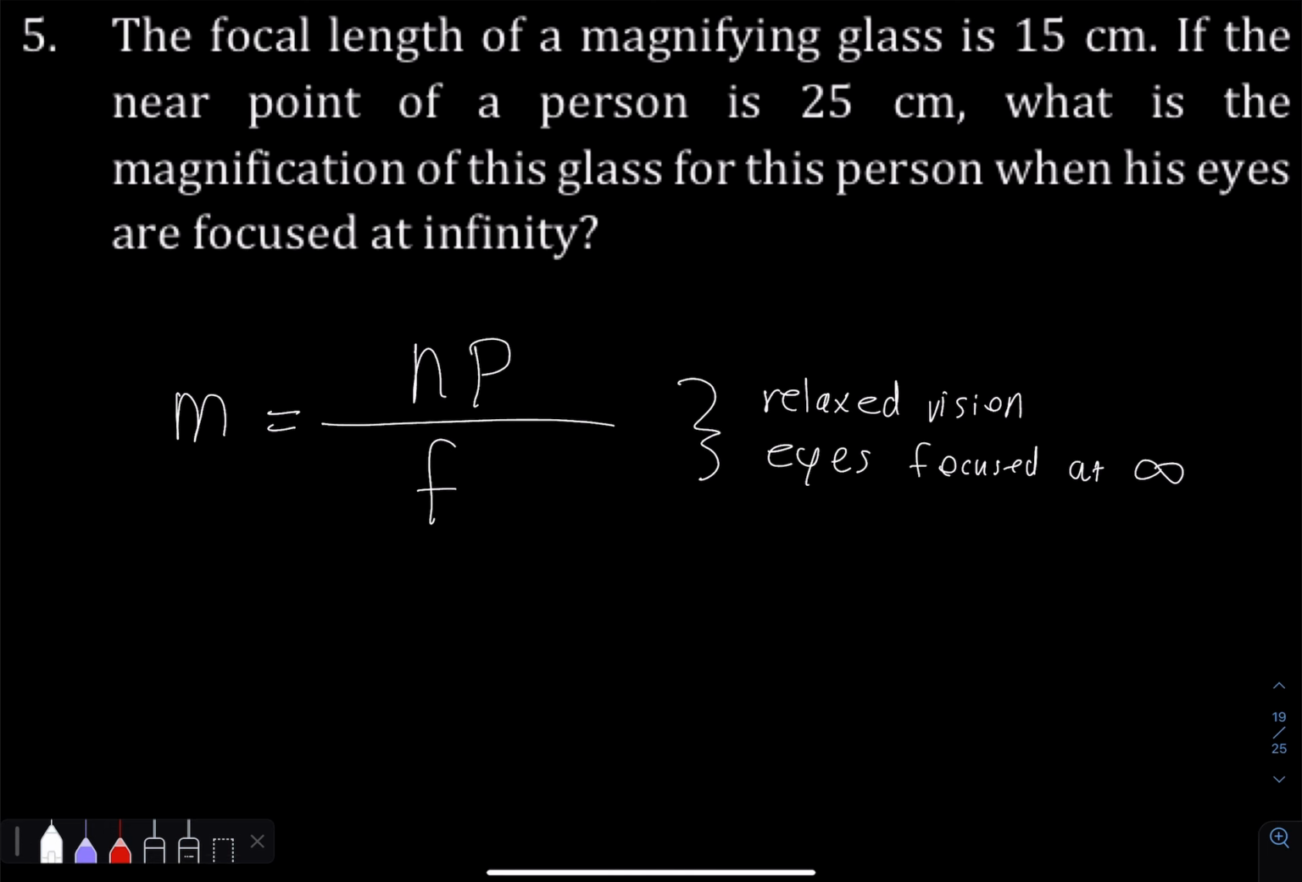So the near point of the person is 25 centimeters, and the focal length of the magnifying glass is 15 centimeters. So this comes out to, very easy problem, 1.67 as the magnification.